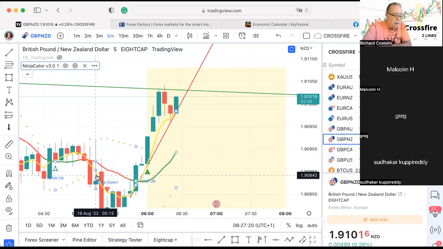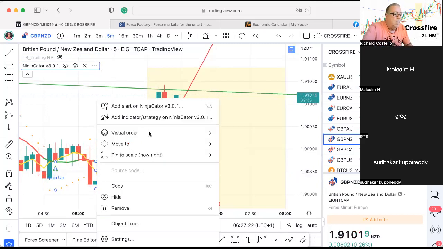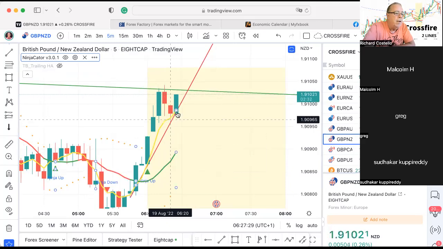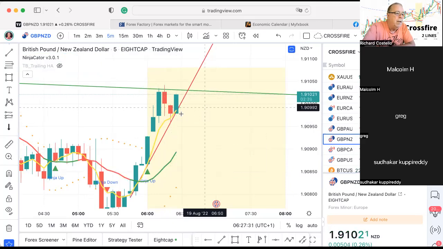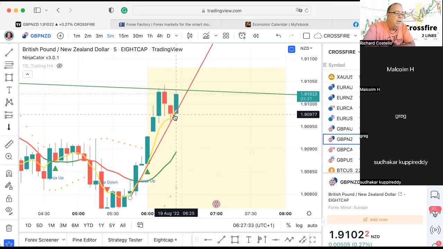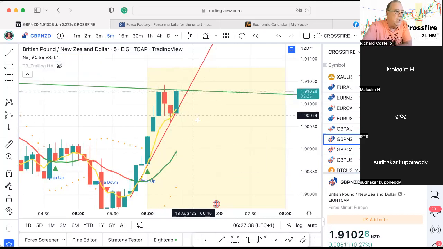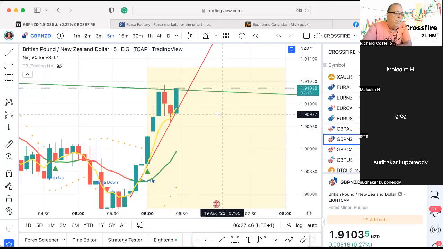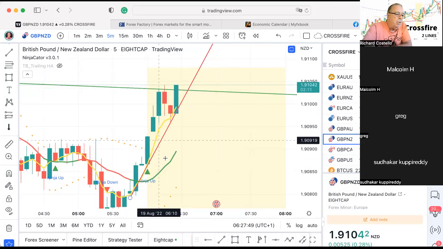If I right click on that, so visual order, if I bring to front, it actually brings the yellow above the candle so that you can see clearly where it is. You see there? So that just helps you visually. If you sent it to the back, it would be hidden behind the candle, which is not really helpful. So that is absolutely crucial to my strategy.